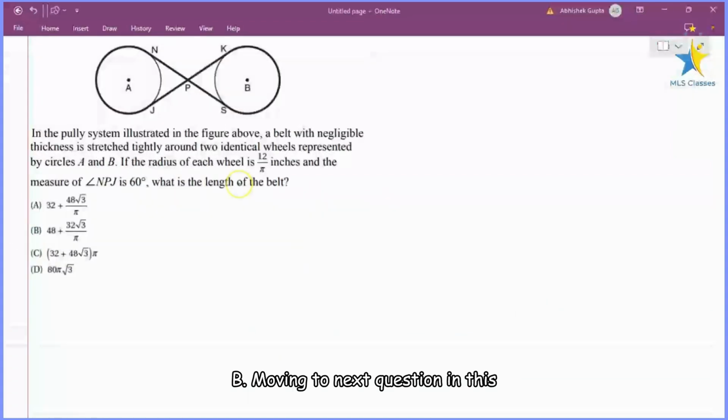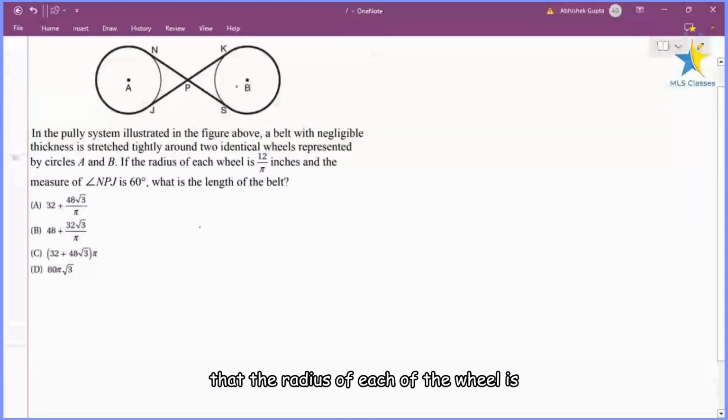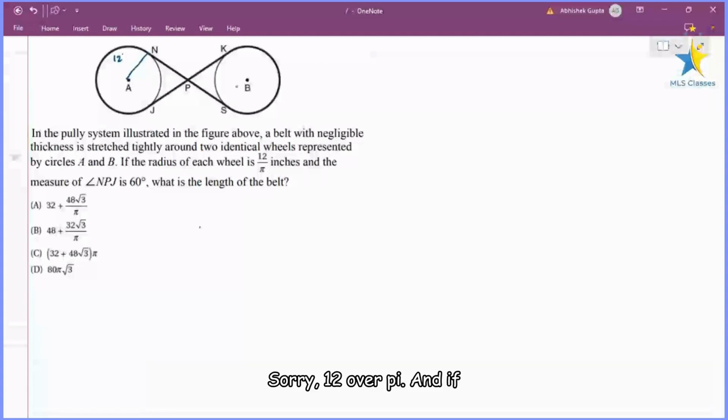Moving to the next question. In this question, it says that in the pulley system illustrated in the figure above, a belt with negligible thickness is stretched tightly around two identical wheels represented by circles A and B. If the radius of each wheel is 12 over pi inches and the measure of angle NPJ is 60 degrees, what is the length of the belt? So it is given that the radius of each wheel is 12 over pi, and if we join this from here, it is also given that NPJ is 60 degrees.